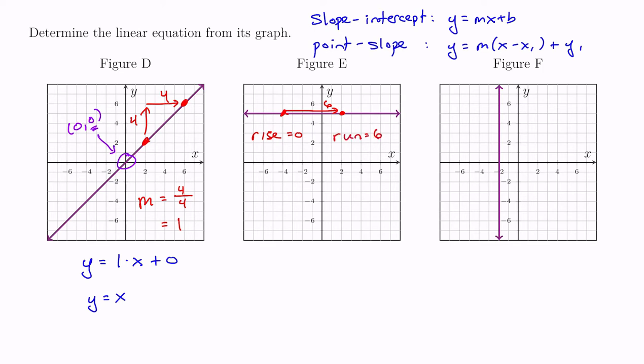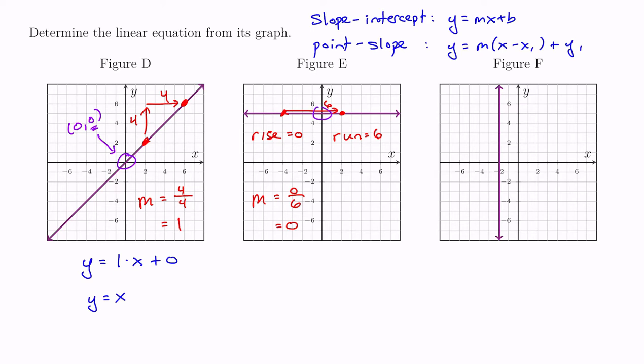When I put that together, that gives me a slope, an m value, of 0/6. Well, 0 divided by 6 is 0. So in this particular case, my slope is 0. It is important to remember a horizontal line will always have a slope of 0.